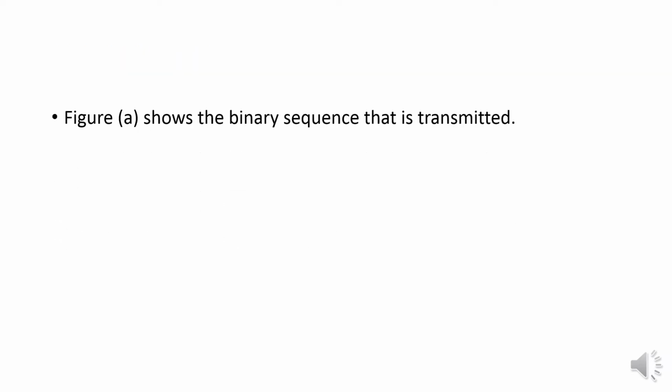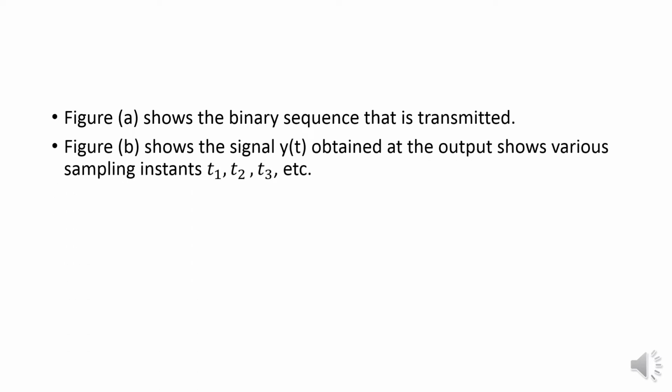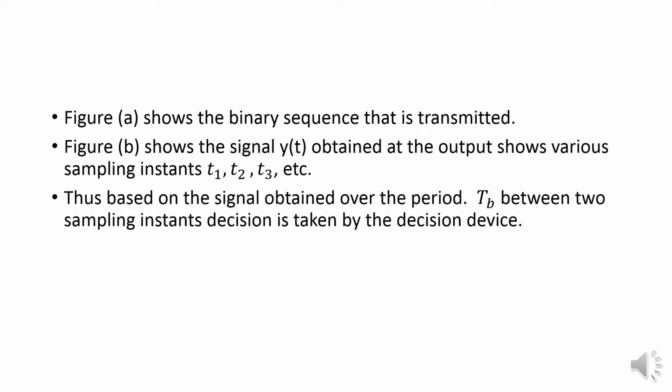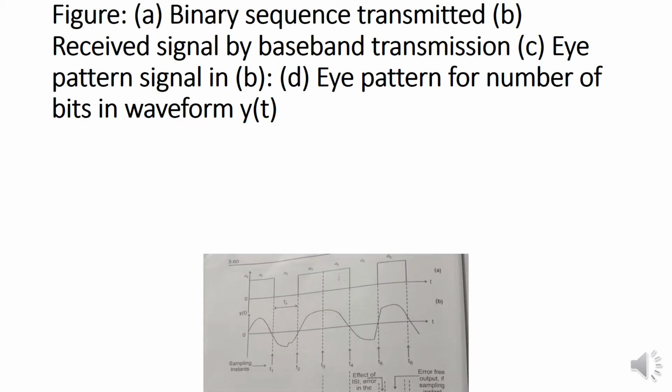Figure A shows the binary sequence that is transmitted. Figure B shows the signal y of t obtained at the output, and also shows the various sampling instants t1, t2, t3, etc. So this is based on the signal obtained over the period. Between two sampling instants, TB, a decision is taken by a decision device. So this is the figure.